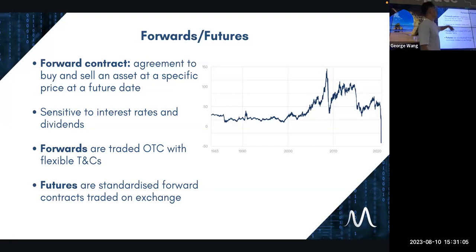And it's often sensitive to interest rates and dividends. Why do we think that is? So maybe let's move away from the corn and let's talk about, say, Apple, right? Like we have a forward contract on an Apple stock. So why do you think forward contracts are sensitive to interest rates and dividends? Do you have an answer? Yeah, Ben, you can speak. Yeah, right. Because dividends will impact the stock price.